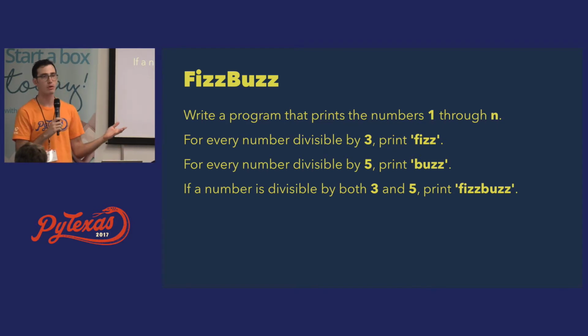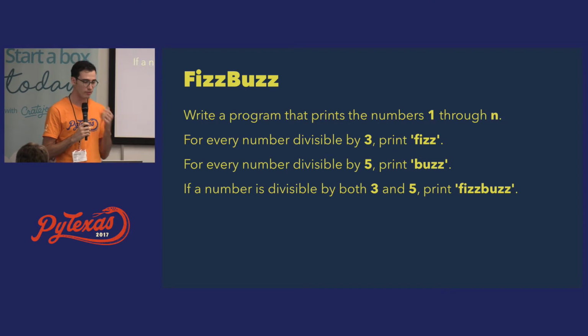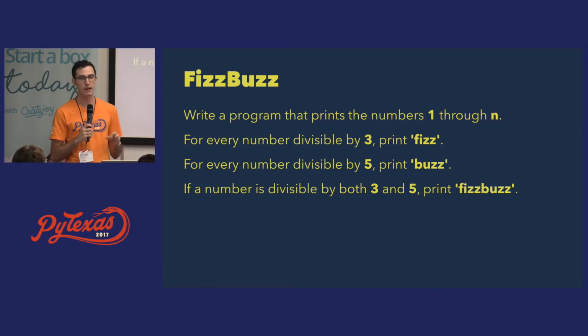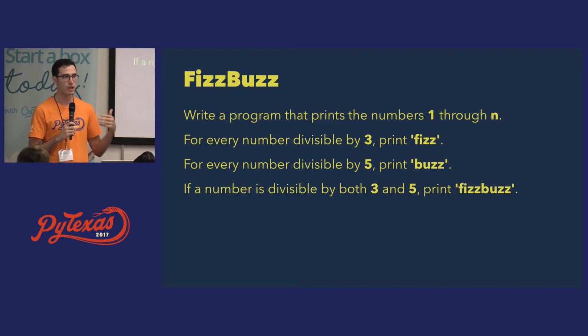So the idea is that you write a program that prints the numbers from 1 through n, and if the number is divisible by 3, instead of printing 3, you print the word fizz. If the number is divisible by 5, instead of printing the number 5, you print buzz. And if it's divisible by both 3 and 5, you print FizzBuzz. So if you printed from 1 to 15, 15 instead would be FizzBuzz.